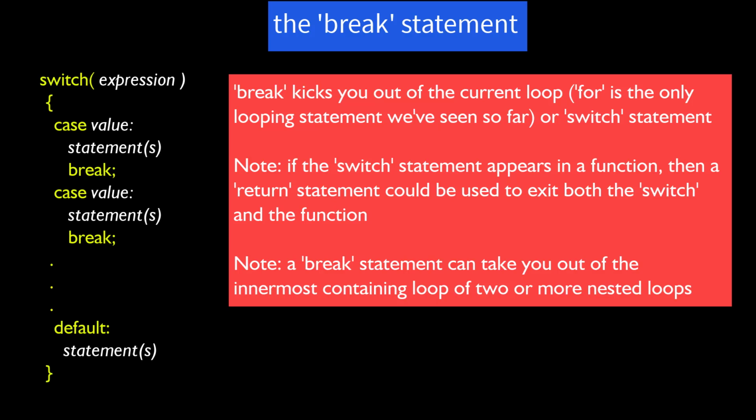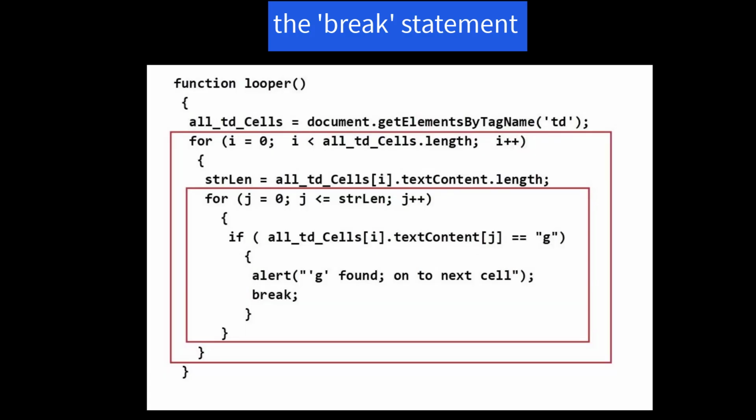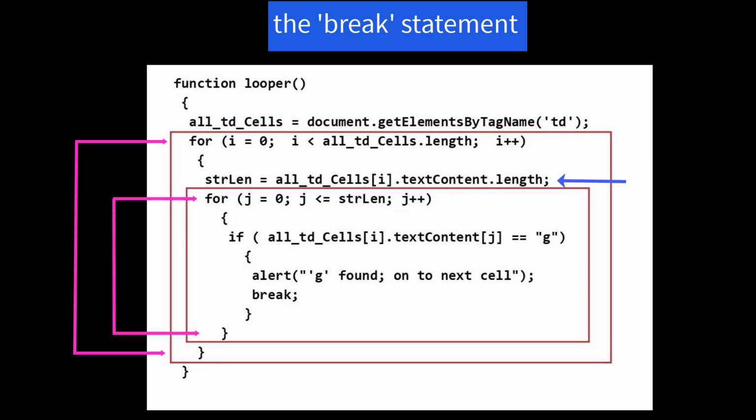For example, in this example, the outer loop is stepping through all the cells in the table. For each cell, the function gets the length of the content of the cell, and then the inner loop steps through all the characters in the current cell. And once a lowercase g is located in the string, the break statement kicks the flow out of the inner loop, and the code iterates back to the next cell in the outer loop.